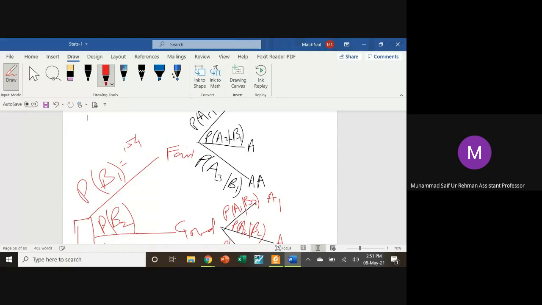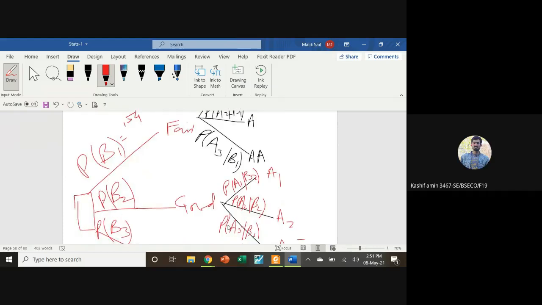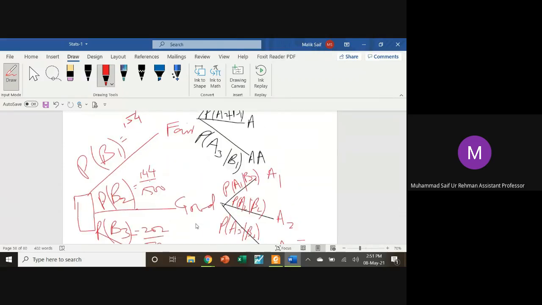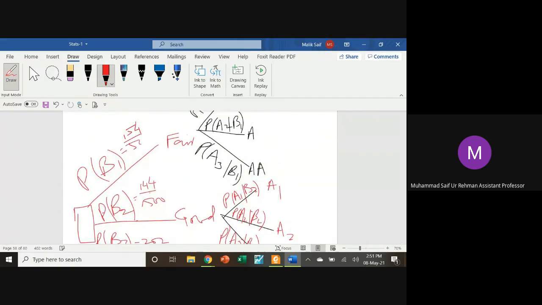So 154, 144, and 202. What was the second? 144. And what was the third one? 202. So divide by 500, divide by 500, and divide by 500 like this.